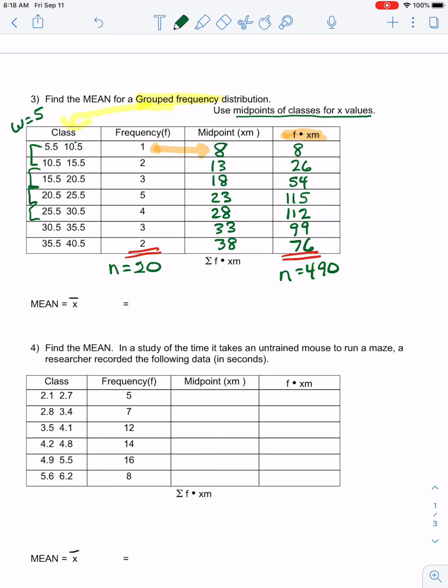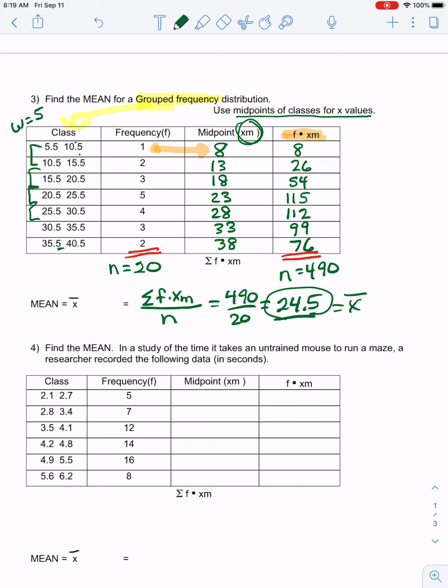Then to calculate, my symbols are a little off here, we're going to do the sum of f times xm divided by n. xm is just up here, that's the symbol for midpoint. So we'll do 490 divided by 20, which comes out to 24.5. Nothing to round there, because we're in boundaries, the decimal place will always match the boundary number. So that's going to be your value for x bar in this example.